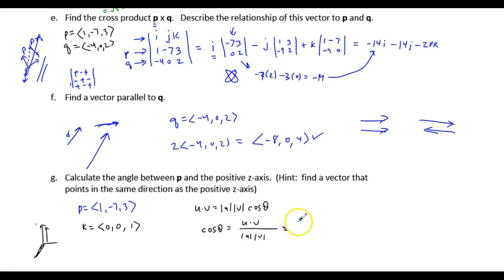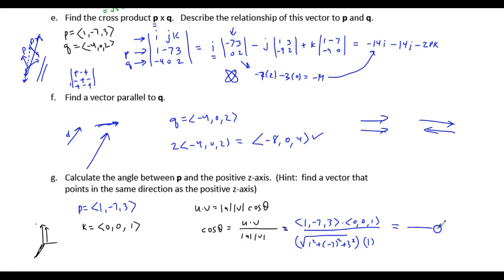And so the dot product here is going to be 1, -7, 3, dot 0, 0, 1. And then the length, now we have to think about the 3D Pythagorean theorem here. For p, it's going to be 1 squared plus -7 squared plus 3 squared. That's the length of p. And then the length of the unit vector here is just going to be 1. We need to apply the 3D Pythagorean theorem.